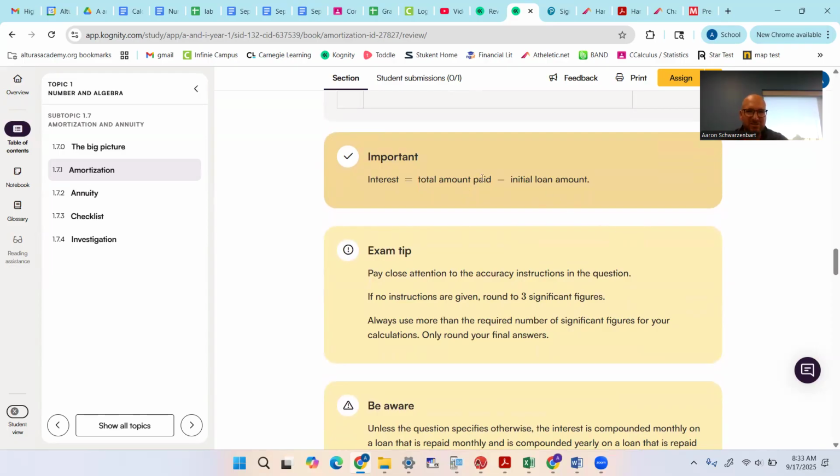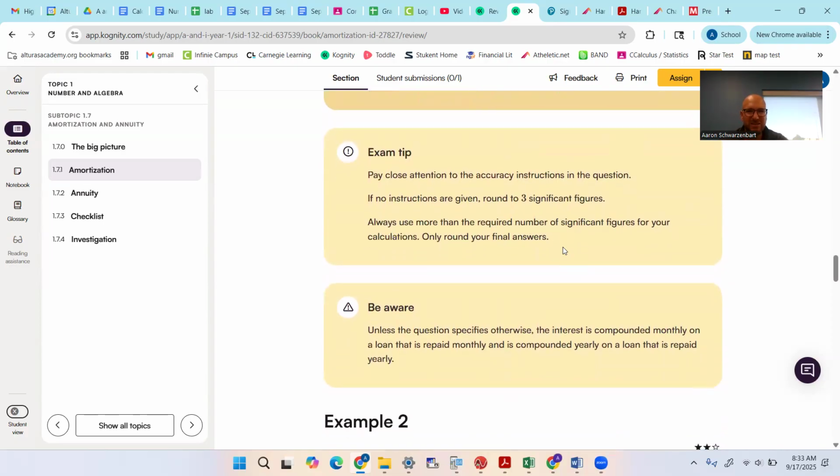So interest equals total amount paid minus initial loan amount. Pay close attention to the accuracy instructions in the question. If instructions are not given, round to 3 significant digits usually, but with finance, usually round to the nearest cent.